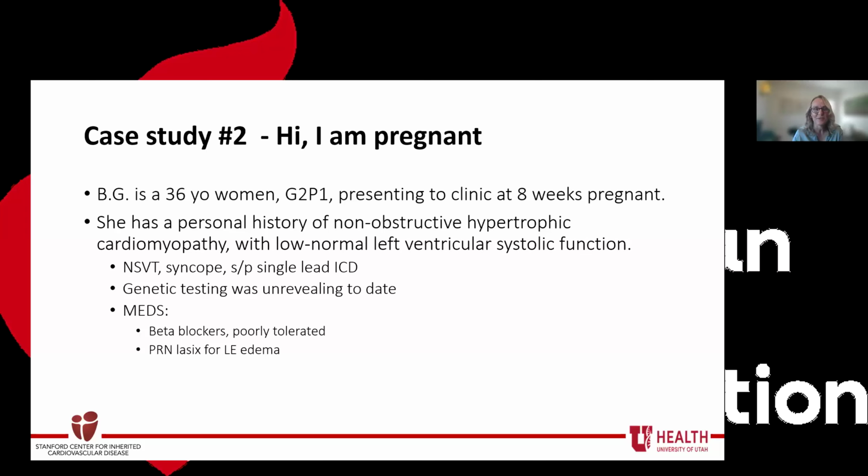And this is a case of Miss BG, a 36-year-old woman, G2P1, presenting to clinic at 8 weeks pregnant. She has a history of non-obstructive HCM with a low normal left ventricular systolic function trend. She has a history of non-sustained VT, syncope, and a single lead ICD that's in place. Her genetic testing was unrevealing to date, and she's been off and on beta blockers, poorly tolerated, and yet when not pregnant, uses Lasix intermittently for lower extremity edema.